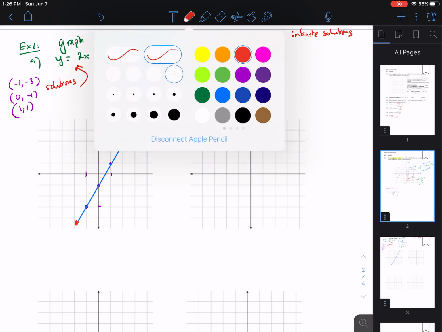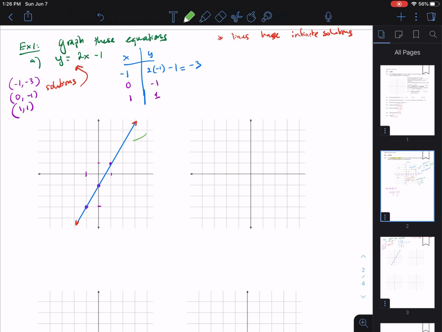So this line here, this graph, we say represents all possible solutions, and the solutions are going to be ordered pairs of the equation y equal to 2x minus 1. So that's what graph means. It's just a visual way for us to interpret what would be the infinite possible solutions for a particular equation with two unknown variables x and y.